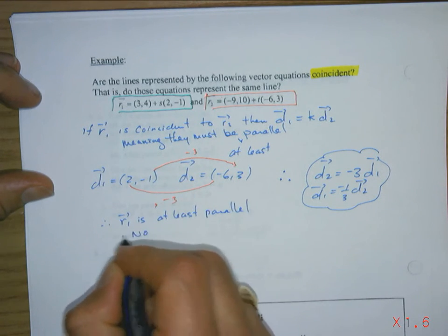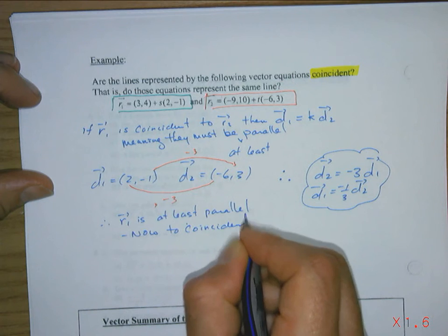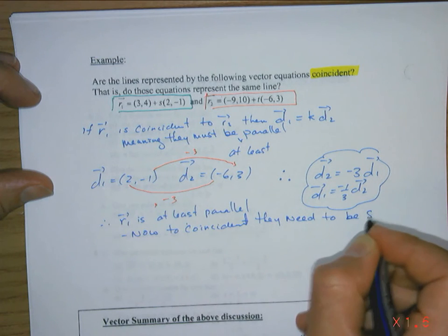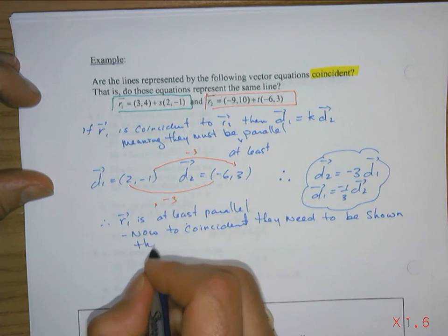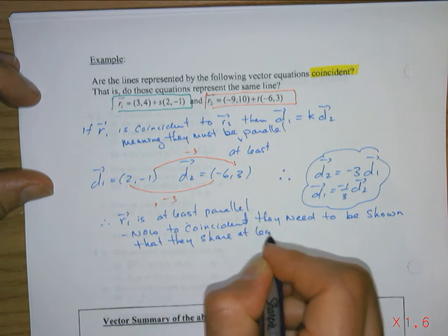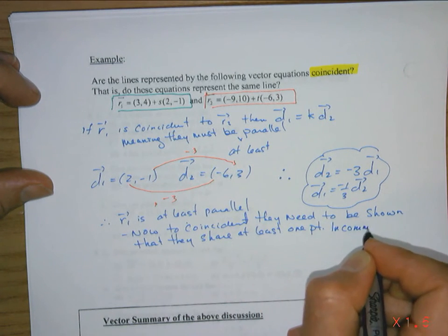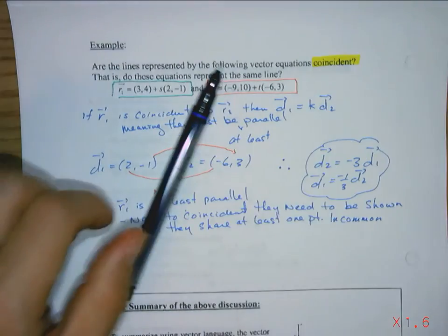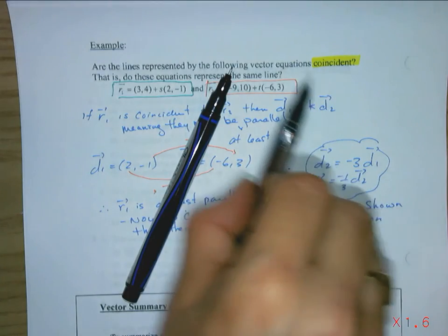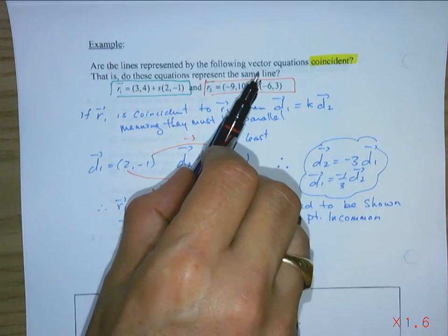Now, to be coincident, they need to be shown that they share at least one point in common. Let's take a look at that. Here's two lines. They are at least parallel. If I can show that one of the points on this line also lines up with one of the points on that line, and they're parallel, then the lines are coincident.